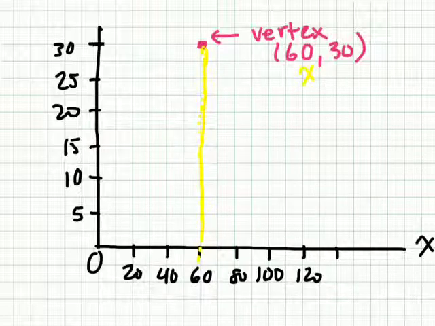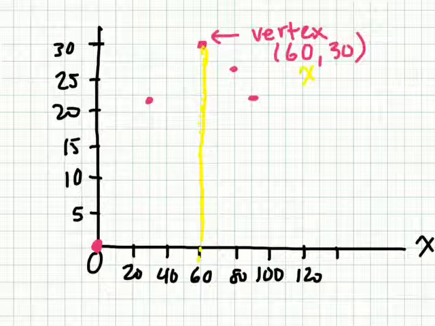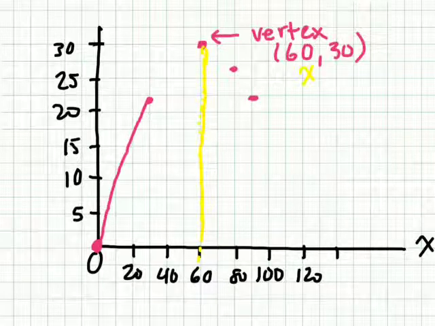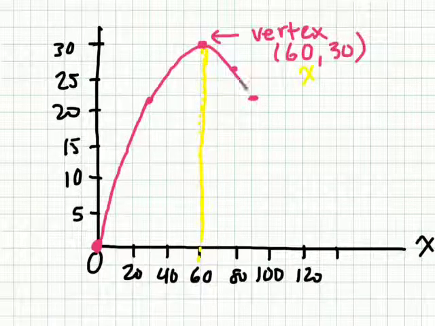So let's plot the other points that were given in the table here. I've plotted the points that were given. I'm going to draw a smooth curve connecting the points that I have. So we have this point here. Okay, and I'm going to keep going. I know this is the highest point, and I know that the parabola has to come down. We have to figure out where it's going to touch the x-axis.